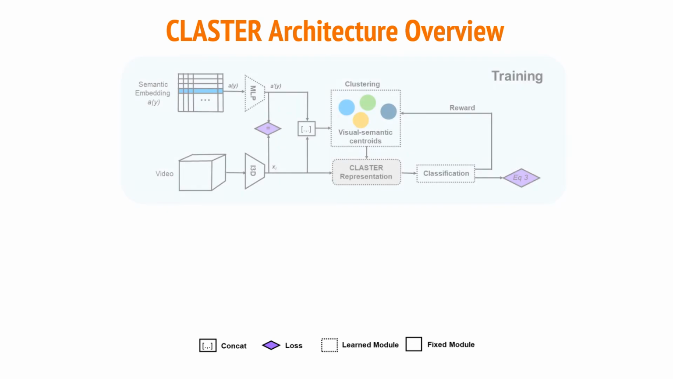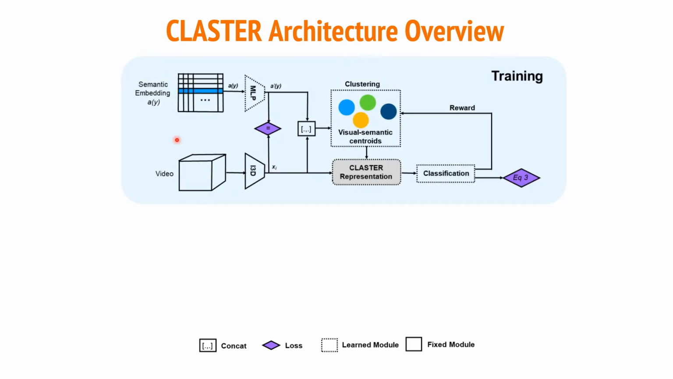Now, let us look at the overall architecture of CLASTER. At train time, we map the semantic embedding to the space of visual features and concatenate both to obtain a visual semantic representation. We cluster these visual semantic representations with k-means to obtain initial cluster centroids. Each video is represented as the sum of the visual semantic representation and the centroid clusters, weighted by their distance. This is used as input for classification. Based on the classification result, we send a reward to optimize the cluster centroids using REINFORCE.